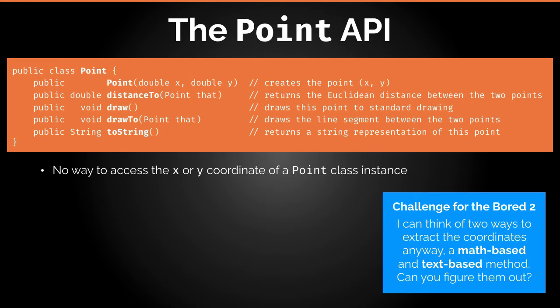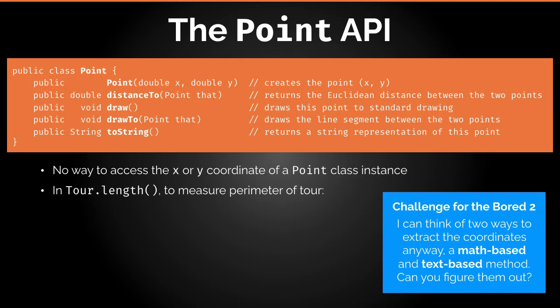So for instance, another challenge for those of you who are bored by this class meeting is, how could you use just these methods, distanceTo, drawTo, and toString, to recover the actual x and y numerical values? This was just a thing I was playing around with, and I found a solution that is math-based and a solution that's text-based. But these are both pretty challenging, and I'll show you the code at the end if any of you want to think of it.